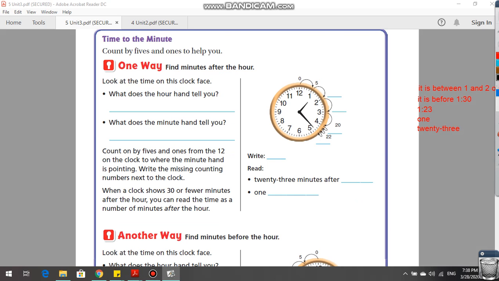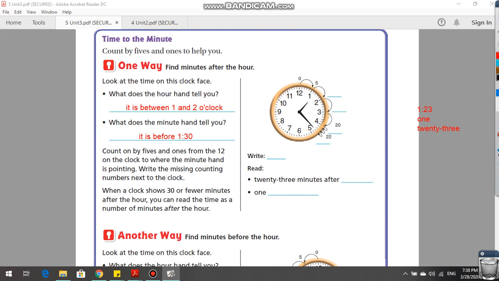Okay, guys, next page. Look at the time on this clock face. What does the hour hand tell you? The hour hand is the short hand. It tells you it's between 1 and 2, between 1 and 2 o'clock. How about the minute hand? Is it before or after 1:30? Here is before, here is after. So it's before 1:30. It didn't reach 1:30 yet.